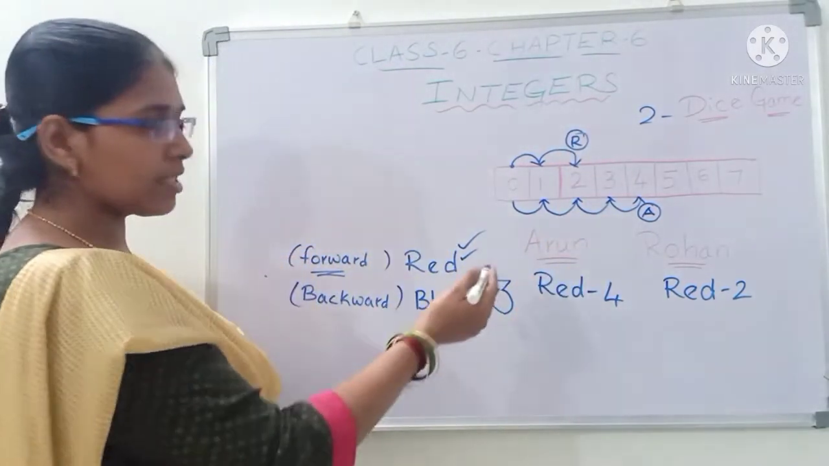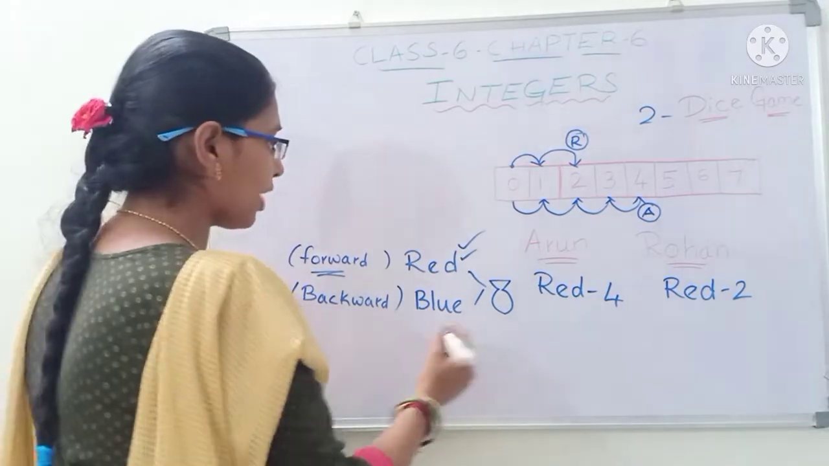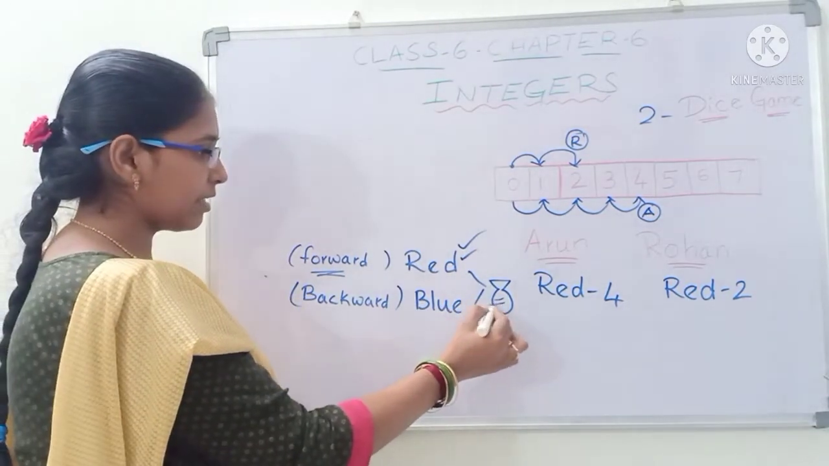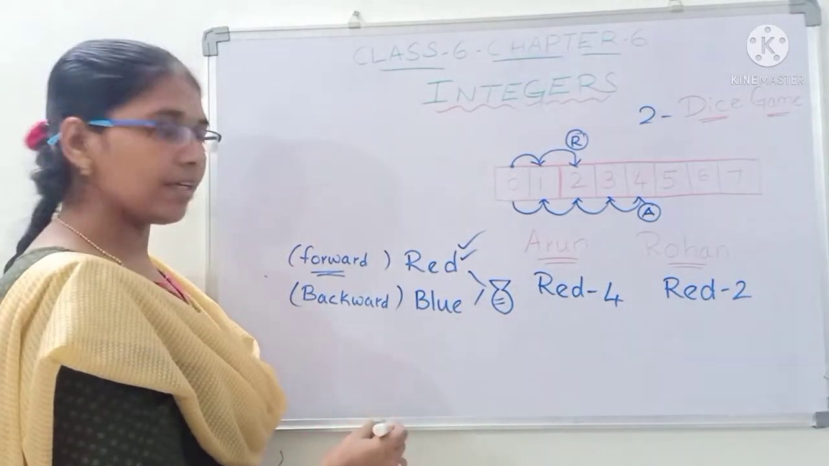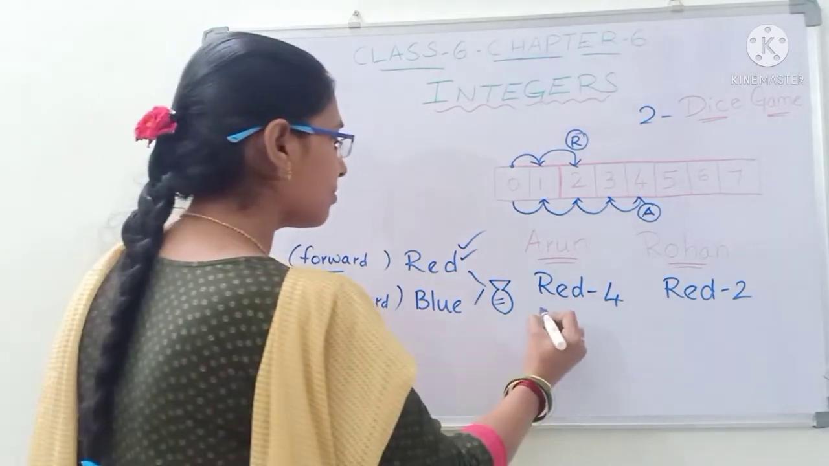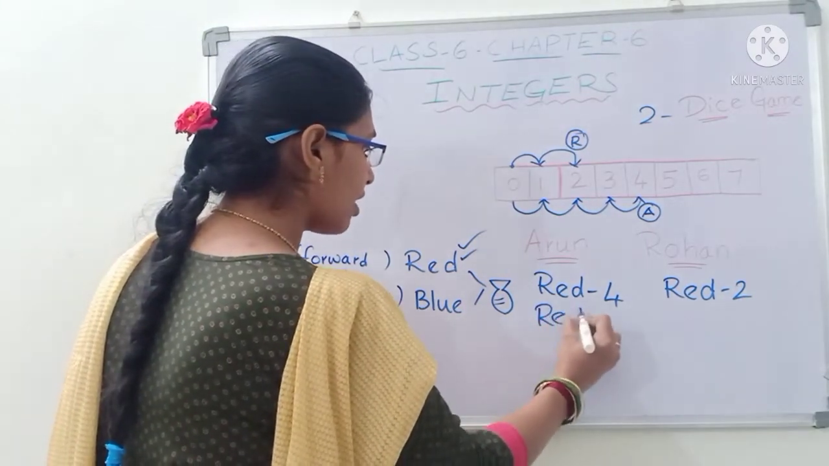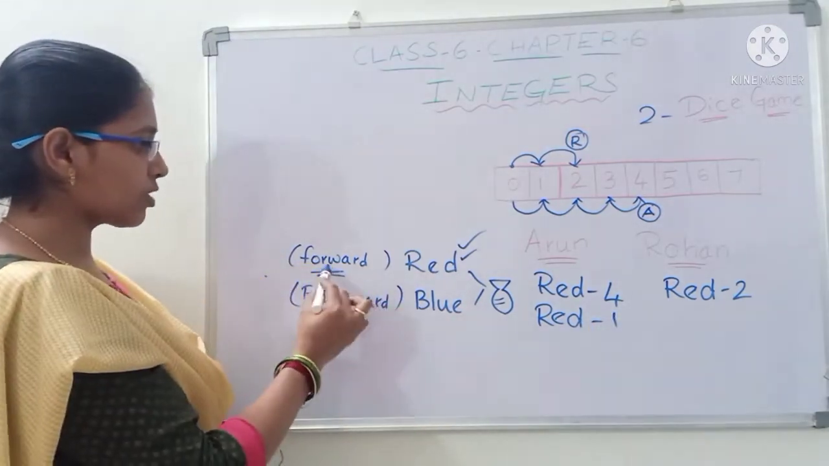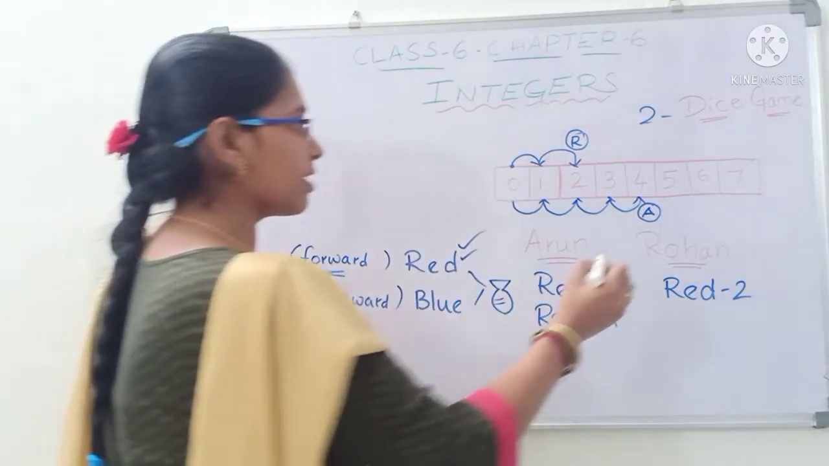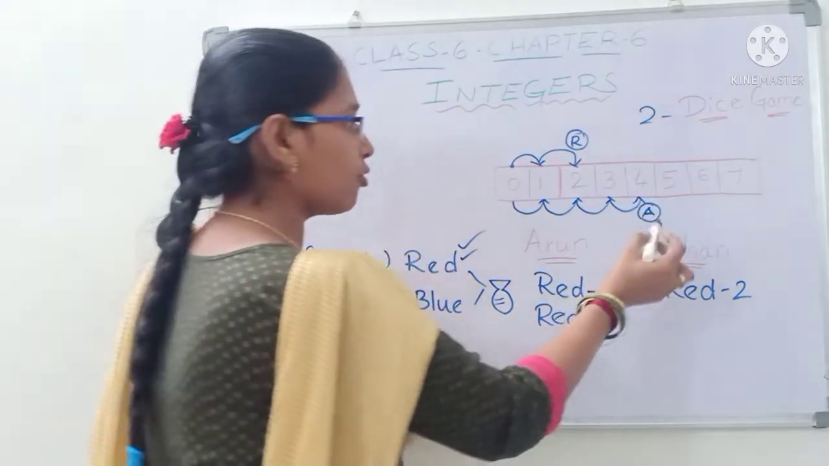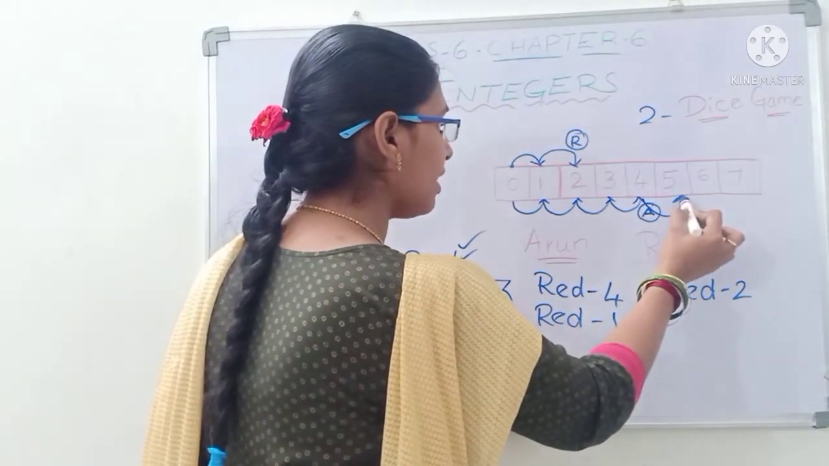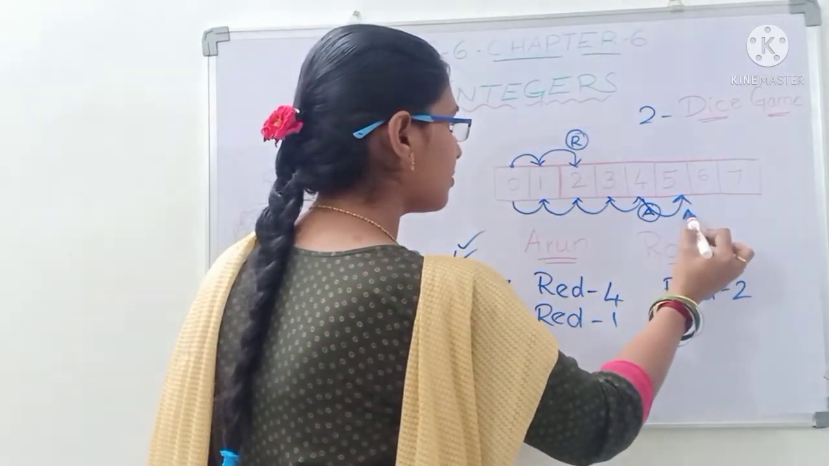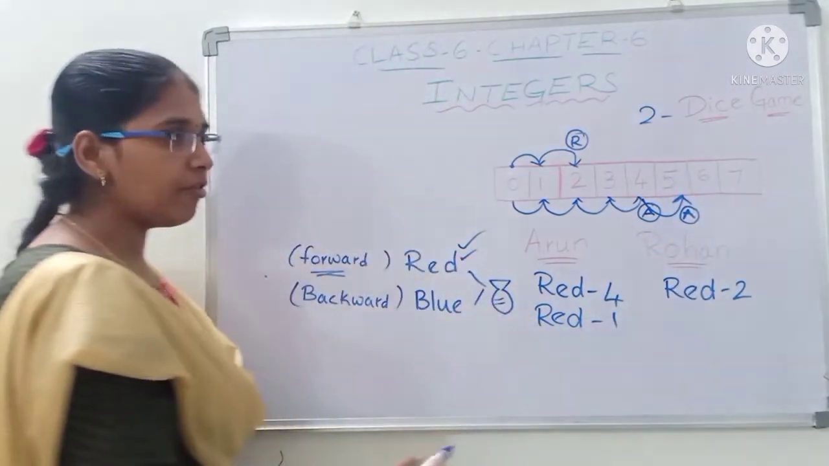Now the chance is of Arun. Arun again picked a dice from the bag. And now he got the red dice again, and the number is 1. So red dice 1, he should move forward by 1 step. Arun is in position 4. He moves forward by 1 step and he reached number 5.